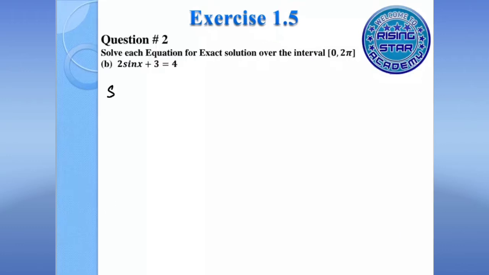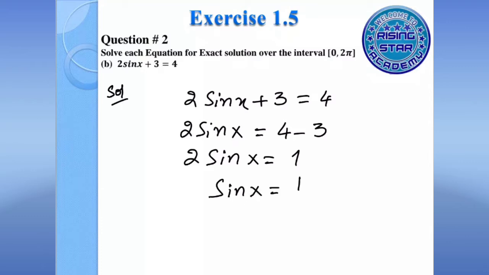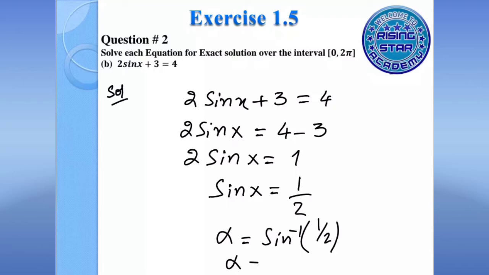In B part, we will write the question 2 sine x plus 3 is equals to 4. So 2 sine x is equals to 4 minus 3. 2 sine x is equals to 1. Sine x is equals to 1 over 2. Now we will find the basic angle alpha. So sine inverse of half. So alpha would become pi over 6.